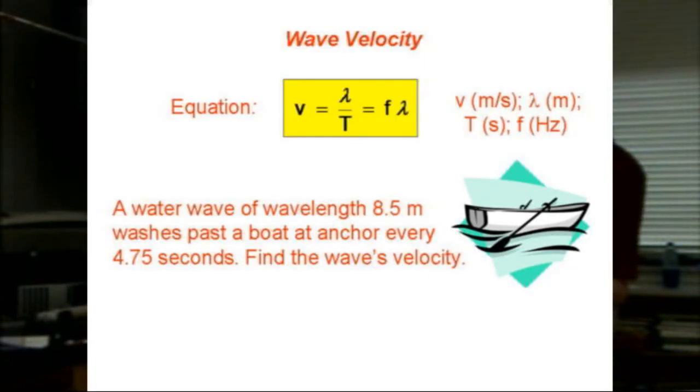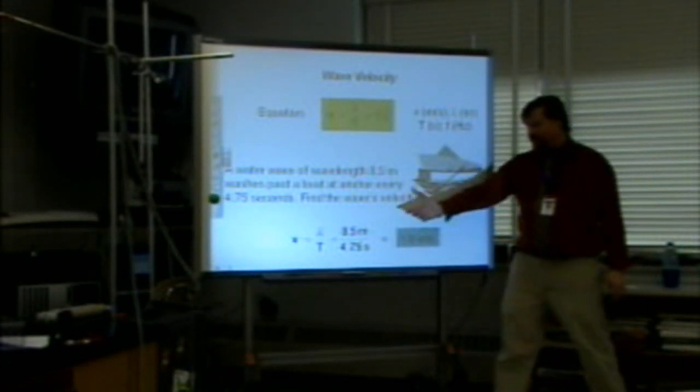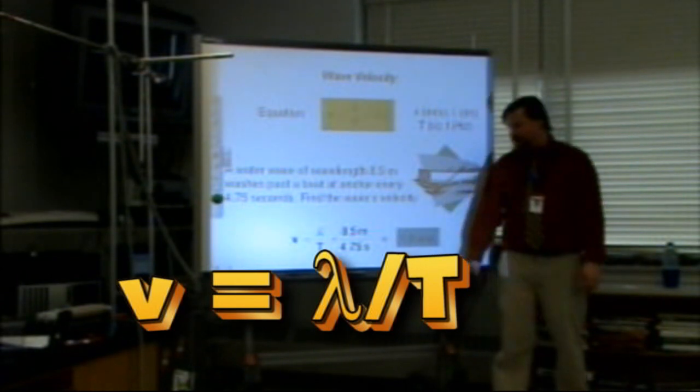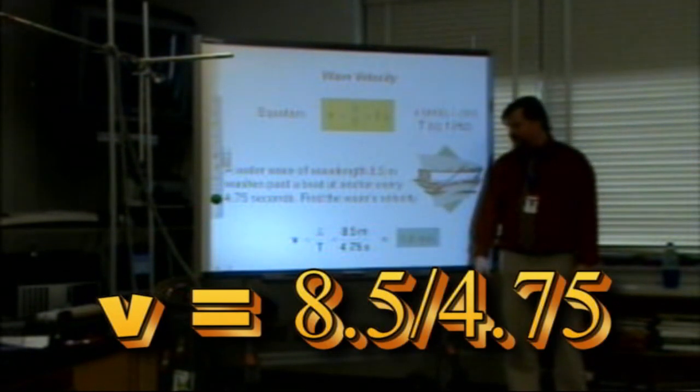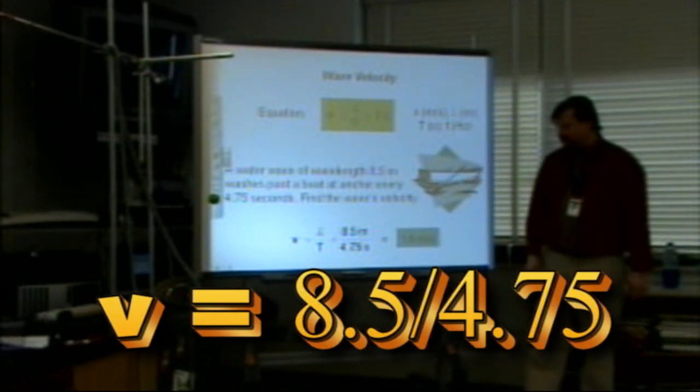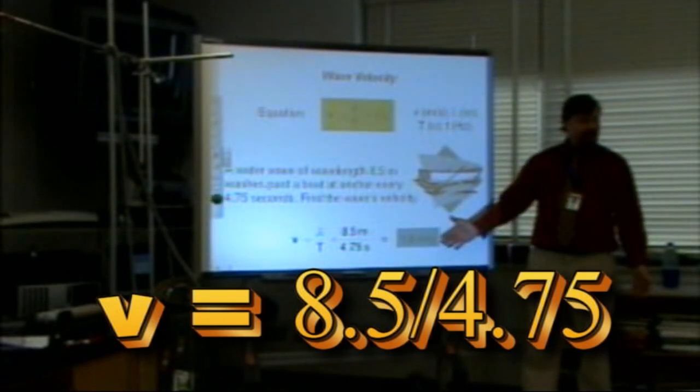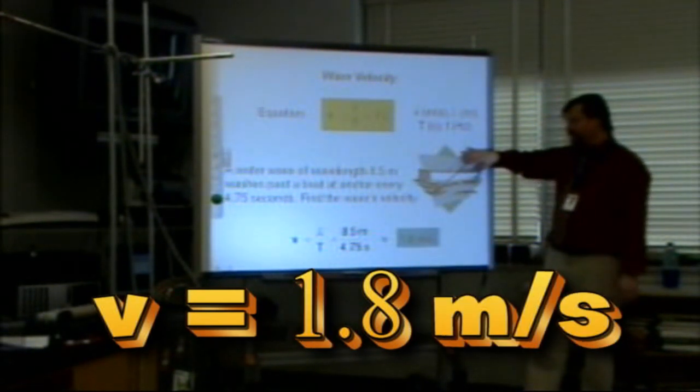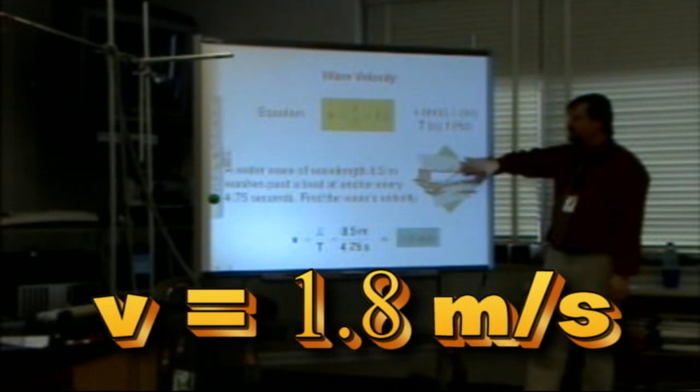All right, so we have a water wave that has a wavelength of 8.5 meters. It washes past the boat at anchor every 4.75 seconds. What is the wave's velocity? All right, so velocity is wavelength over time period. Our wavelength is 8.5 meters. Our time period is 4.75 seconds. And we have 1.8 meters per second as our answer for the wave velocity.